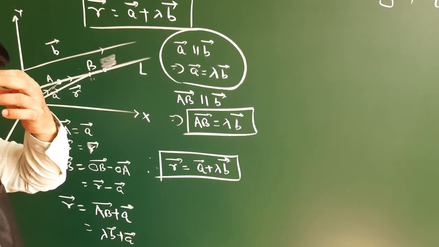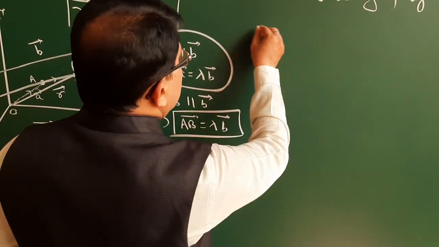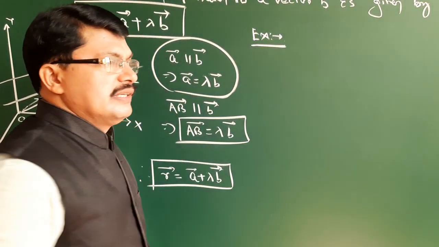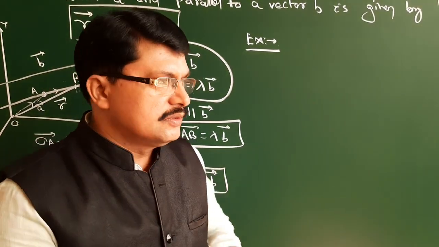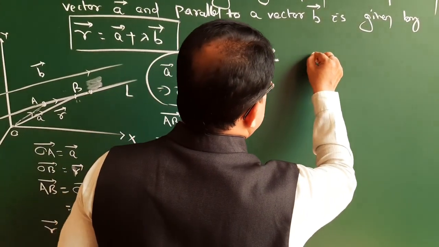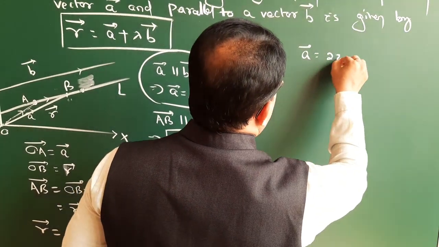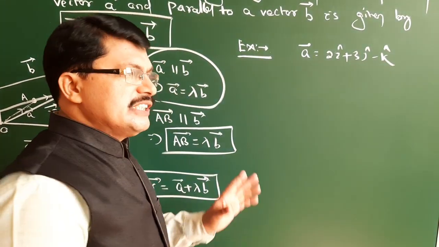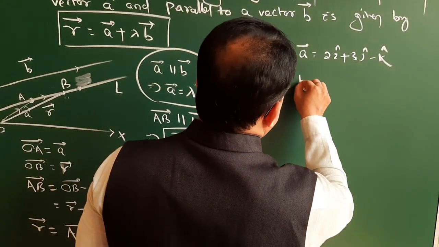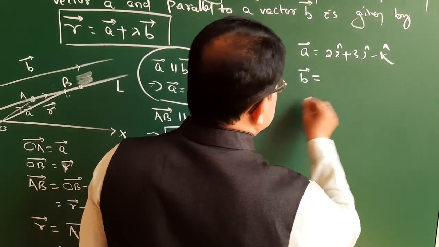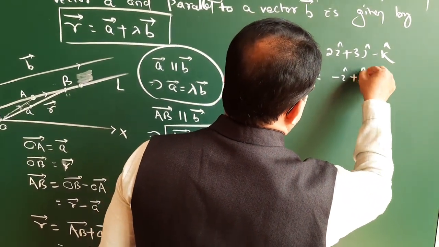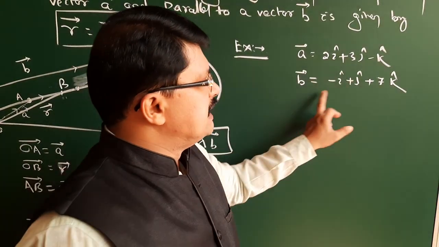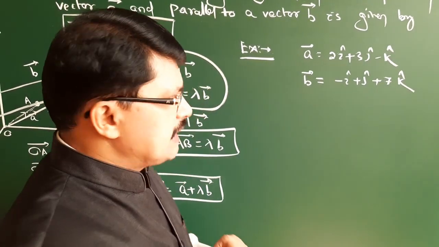Understood my point? Let us consider one example. Find the equation of a line passing through the point whose position vector is 2i plus 3j minus k, which is parallel to a vector given by minus i plus j plus 7k. So here a is given, b is given. Understood my point? What is the equation of the line?